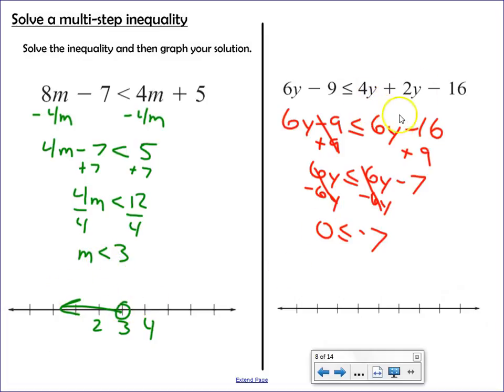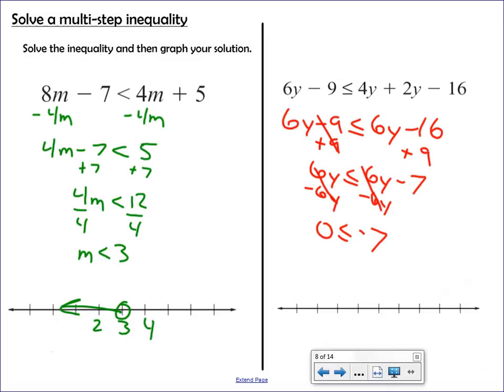Second example, I combined like terms first. And then I added 9 to both sides. 6y is less than or equal to 6y minus 7. Subtracted 6y to get the y terms alone. And when I did that, I canceled out all my y terms. So I had 0 less than or equal to negative 7. At that point, I look at the inequality. 0 is less than or equal to negative 7. I've lost my variable. And just like when we're solving equations, I know that that's not a true statement.